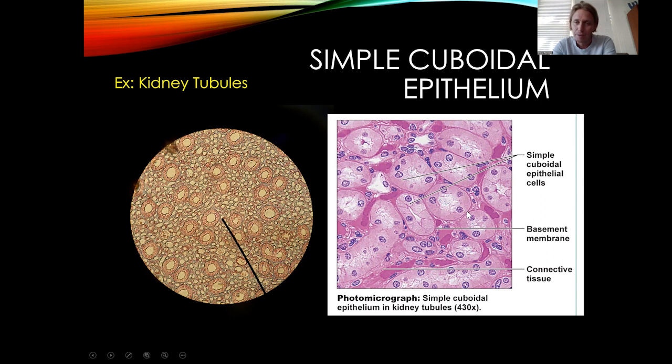From the basement membrane to the lumen, how many layers of cells do we have here? Well, we only have one. There's a single cell right here separating the basement membrane from the lumen, so that's simple. It's not perfect, and nothing in biology is perfect, but these cells are about as tall as they are wide, which means they're more cuboidal shaped. So this is your example of simple cuboidal.